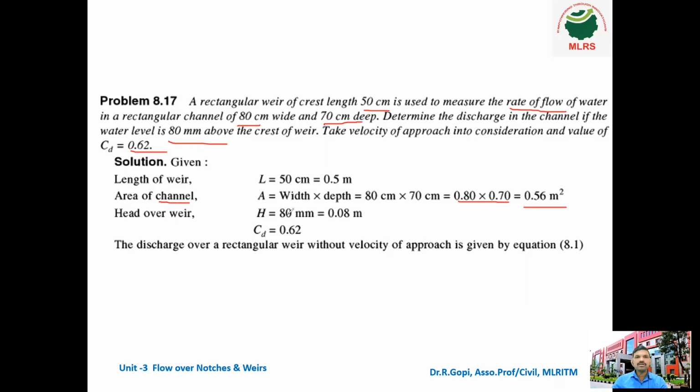And the head over the weir is H is equal to 80 mm. Please listen, it is given in mm, so you must convert it into meter. 1000 mm is equal to 1 meter, so 80 divided by 1000 we get in terms of meter. CD is 0.62. Okay, the discharge over a rectangular weir without velocity of approach is given by equation 8.1.